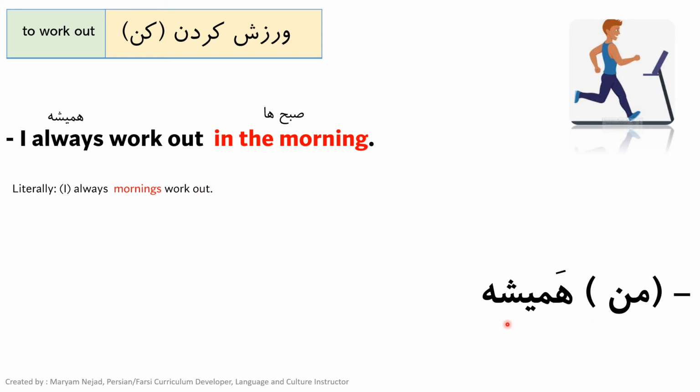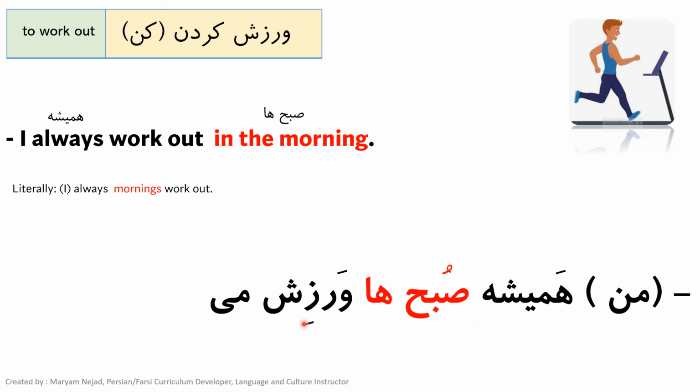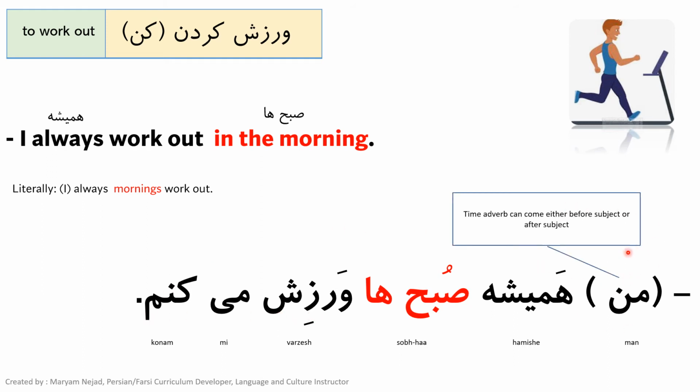من همیشه صبحها ورزش میکنم. All right, so this one I think is pretty straightforward. Let me read it one more time. And man, it's optional, but I'm just going to read it. من همیشه صبحها ورزش میکنم. Also the subject, if you want to say the subject, it can also come either here or here. So the subject can either come before the time adverb or after that. We can also say همیشه صبحها من ورزش میکنم. Or it can also come in between. همیشه من صبحها ورزش میکنم. It's very flexible.